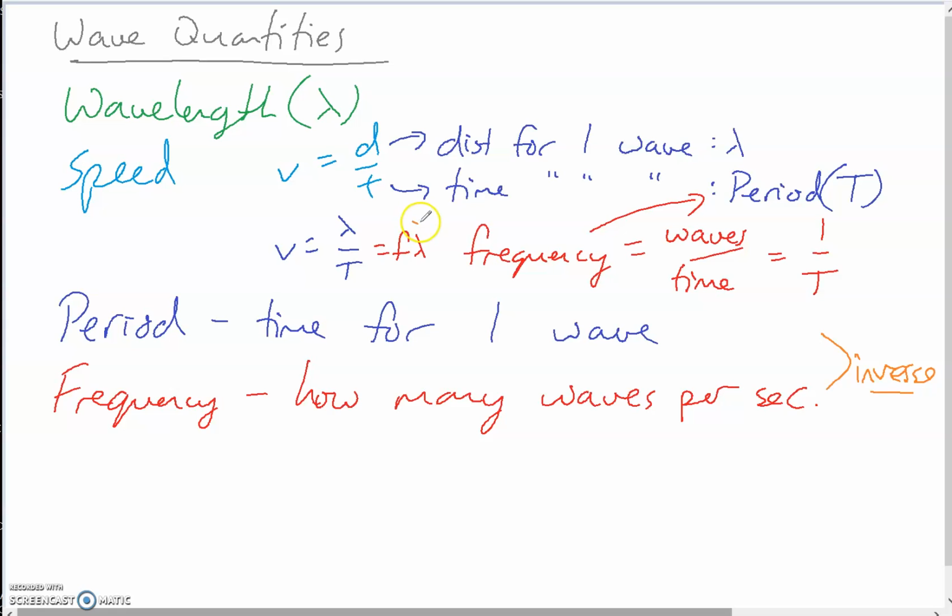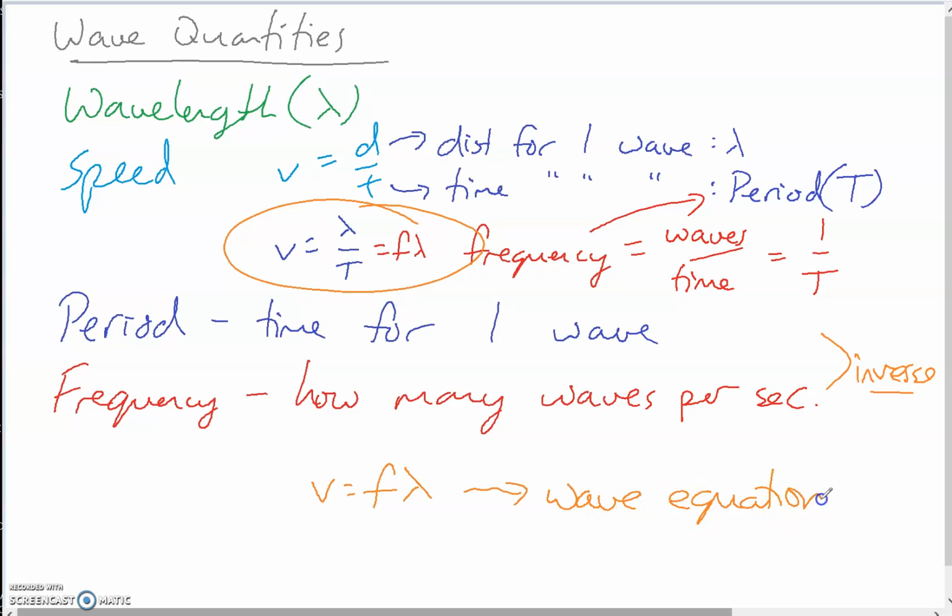Now, what we end up with over here at the very end is v is frequency times wavelength. This is called the wave equation. And it does not matter what kind of wave you are talking about, this equation applies to any kind of wave, and that's why it's called the wave equation. And it is probably the number one formula and expression used for all types of waves, no doubt about it. Okay, and we will use it a lot.